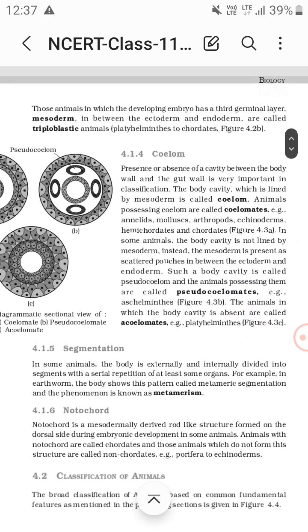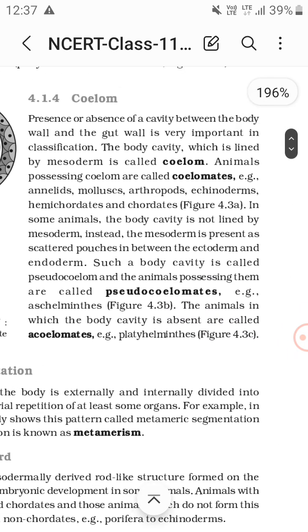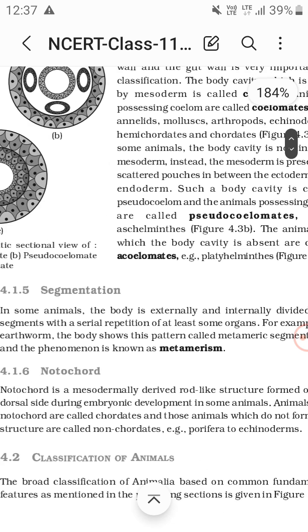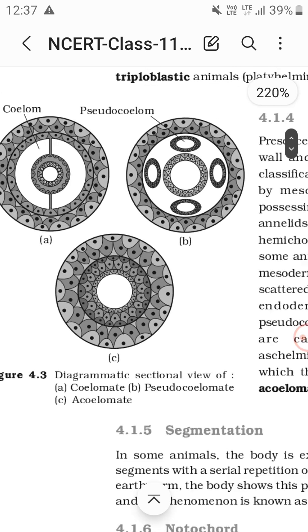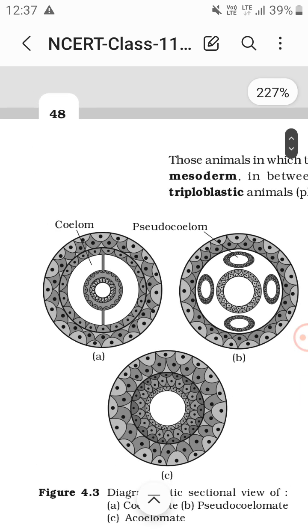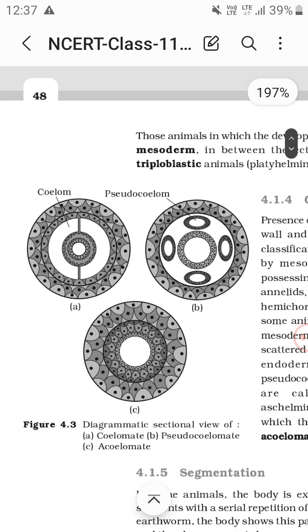Now coelom, what is that? Animals with a coelom are coelomates. Then there are pseudocoelomates and acoelomates. The diagrammatic sections show coelomate, pseudocoelomate and acoelomate. Coelomates contain a body cavity lined by the mesoderm. So this is the coelom.